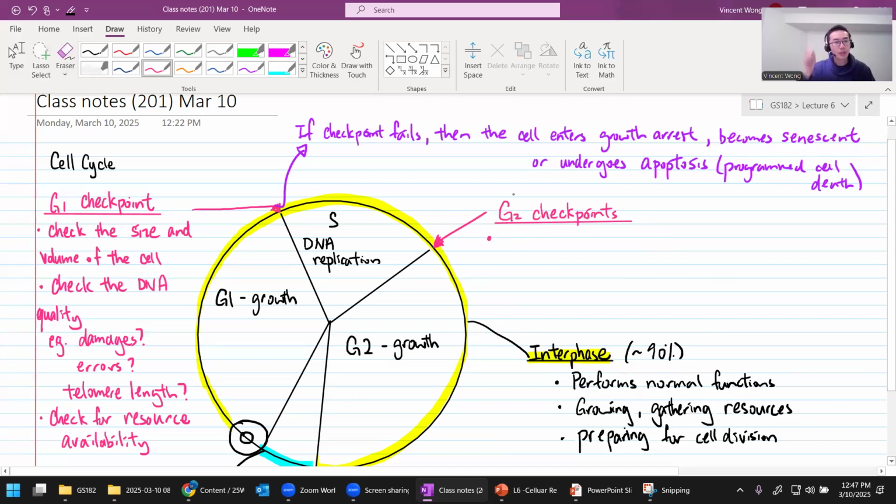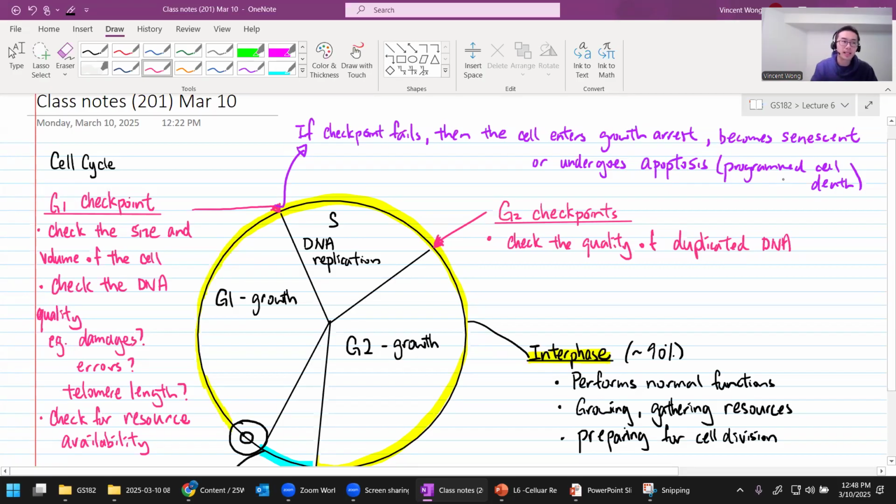So G2 checkpoint, by this point, you've already copied all your DNA and you want to check the quality of the duplicated DNA. All the DNA that you just copied, you gotta make sure that you didn't make any mistakes. Did you copy everything? Did you copy everything correctly? Right, so on and so forth.